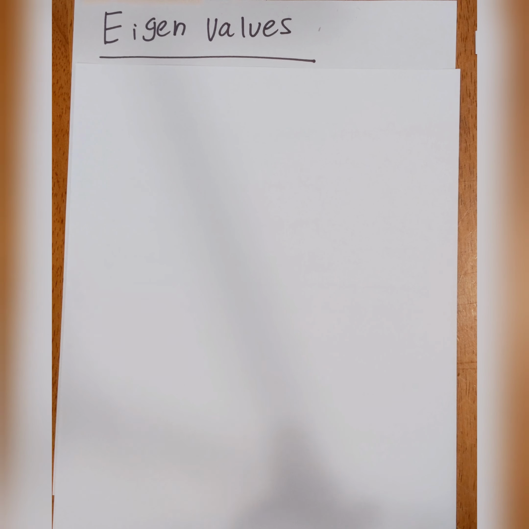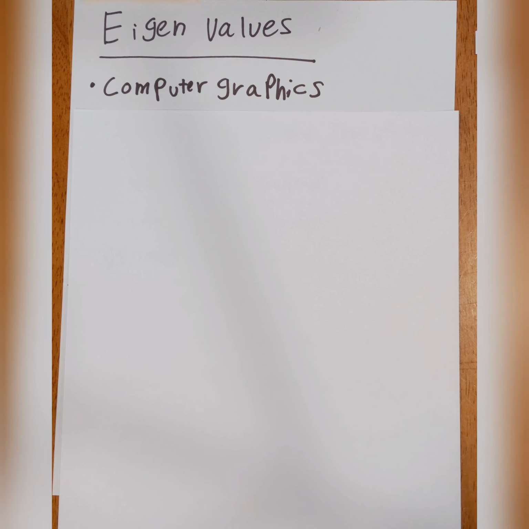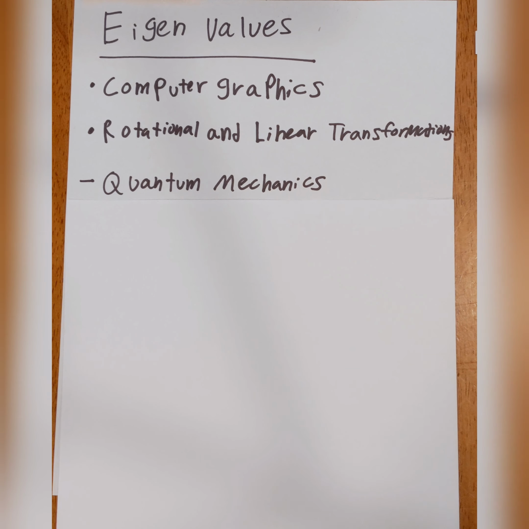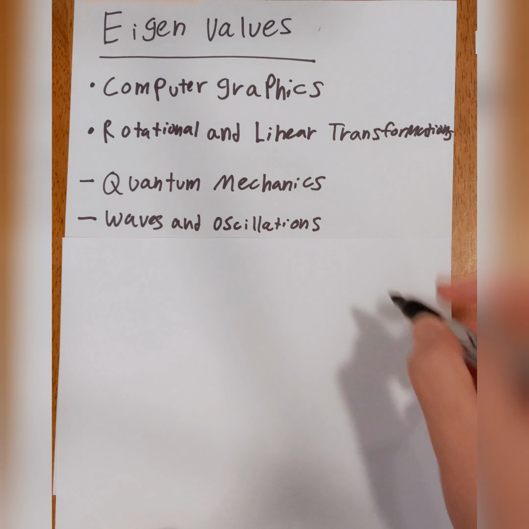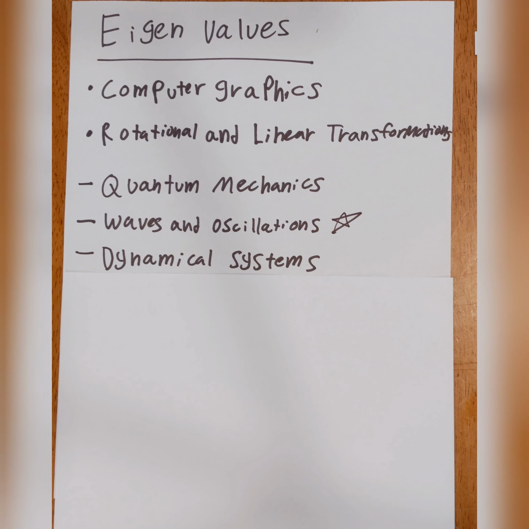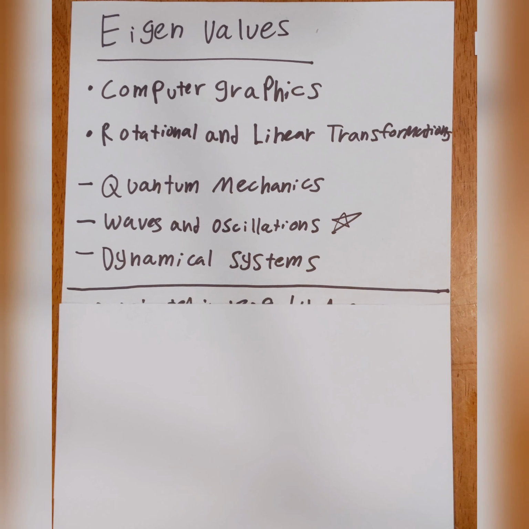So first, some applications of eigenvalues. First off, they're mostly used in computer graphics, in the modern sense, and rotational and linear transformations also, mostly in computer graphics. In physics, however, eigenvalues are more used in quantum mechanics, waves and oscillations, which we will go over more later today, and dynamical systems. So these three kind of embody the more practical applications of eigenvalues.